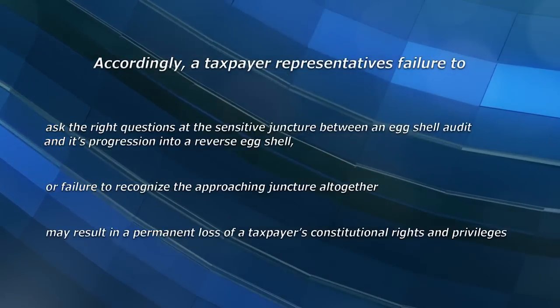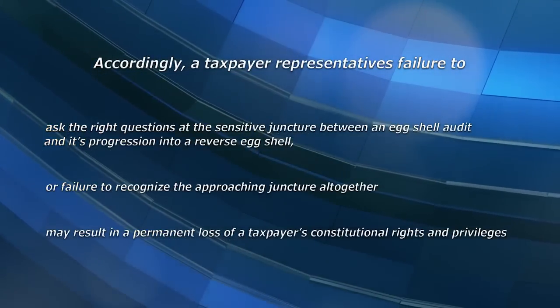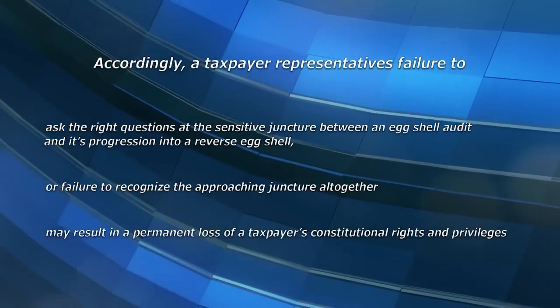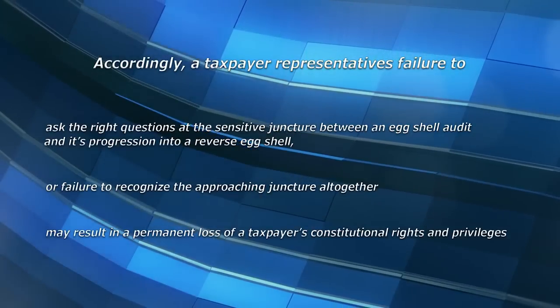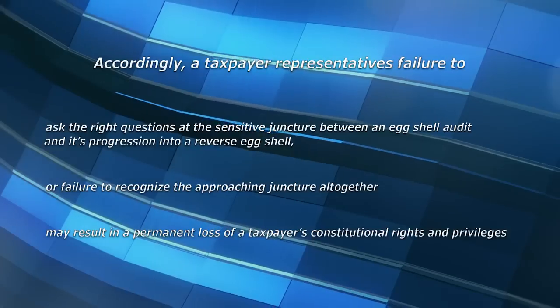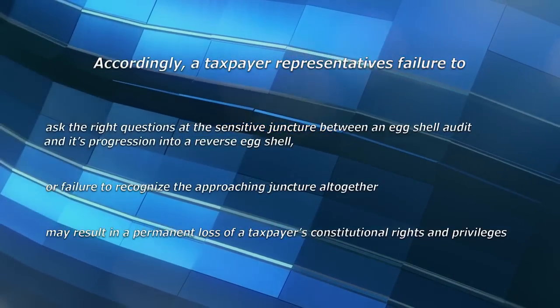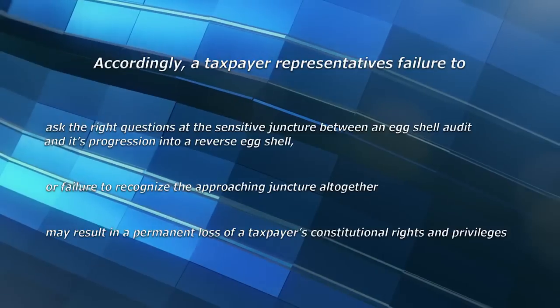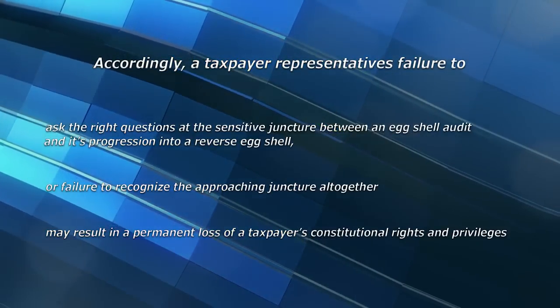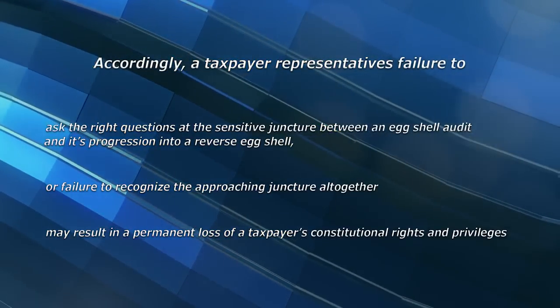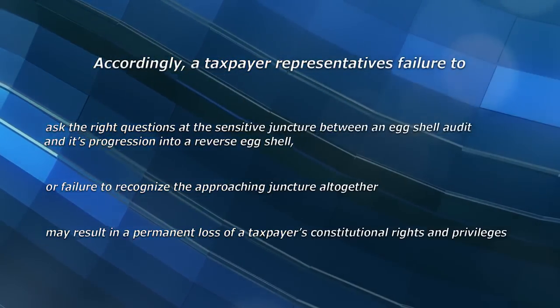If a representative misses the juncture altogether, where all of a sudden the auditor is believing that they're looking at fraud, and maybe they didn't see it at the beginning of the audit, that's very dangerous for the taxpayer if you're working with somebody that doesn't know the science. This can result in a permanent loss of a client's constitutional protections.